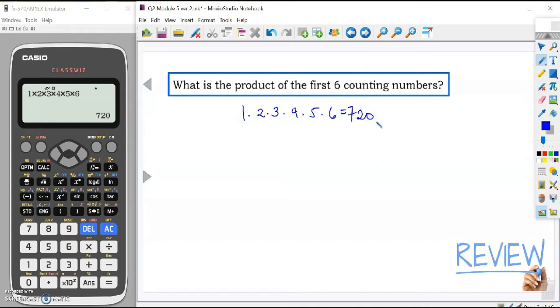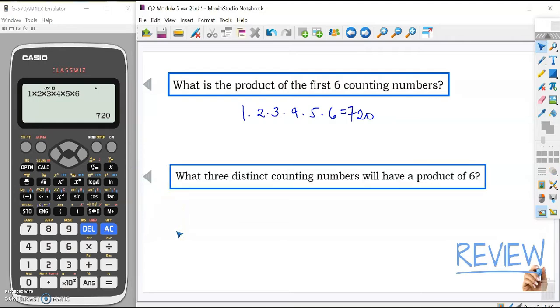Let's have our second question. Did you get the same? Hope you did well. You can try it while I'm reading the question. What 3 distinct counting numbers will have a product of 6? Basically, in this question, we're going to identify 3 numbers whose product is 6. The answer would be 1 times 2 times 3. If you multiply 1 times 2 times 3, the answer is 6. Why? Because the 3 numbers should be distinct numbers.